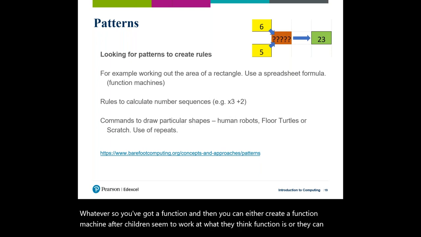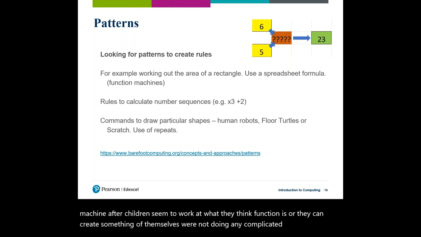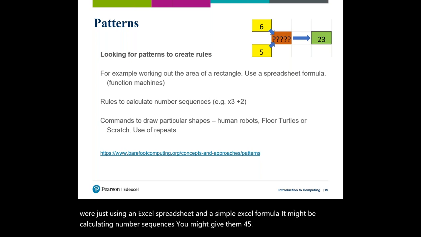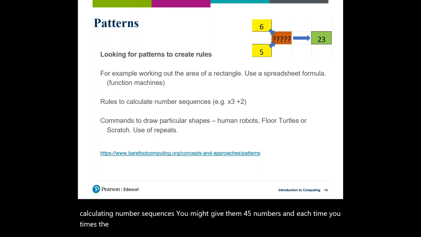We're not doing any complicated programming. We're just using an Excel spreadsheet and a simple Excel formula. It might be calculating number sequences. You might give them 4 or 5 numbers, and each time you times the number by 3 and add 2, or double it and add 2.